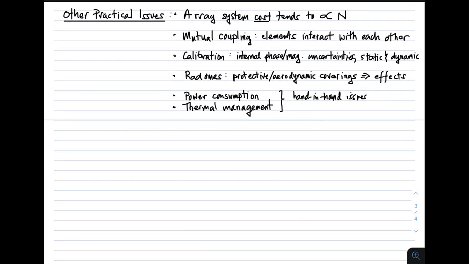Finally, let's address some additional practical issues that emerge in array systems engineering. One of them is that array system cost tends to scale as the number of elements. What I mean by that is, if you figure out how much it costs to implement one element, and you have 1,000 elements in the array, it can't help but cost on the order of 1,000 times more. So this can be quite a serious limitation. And a lot of what array systems engineers do ends up being trying to beat this trend.